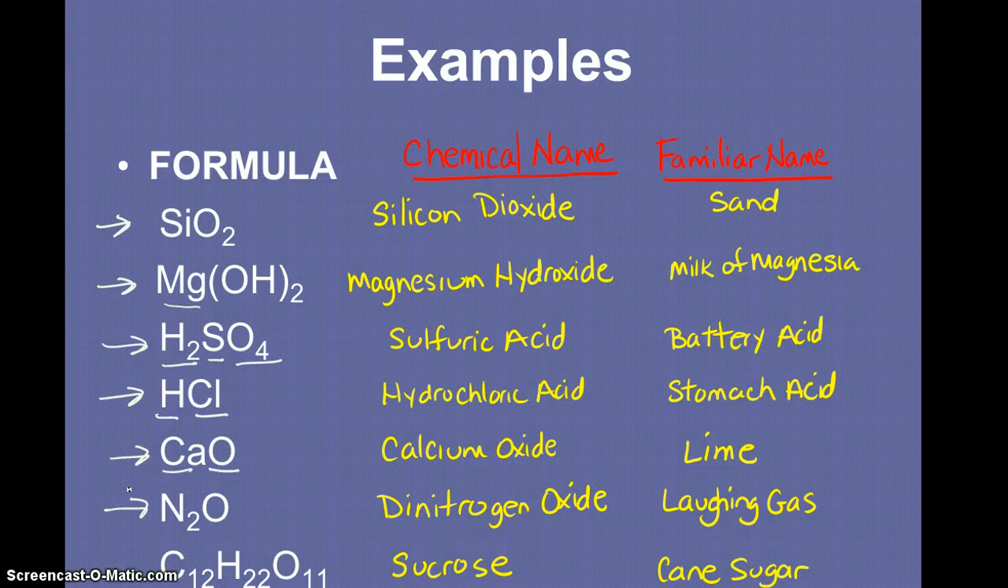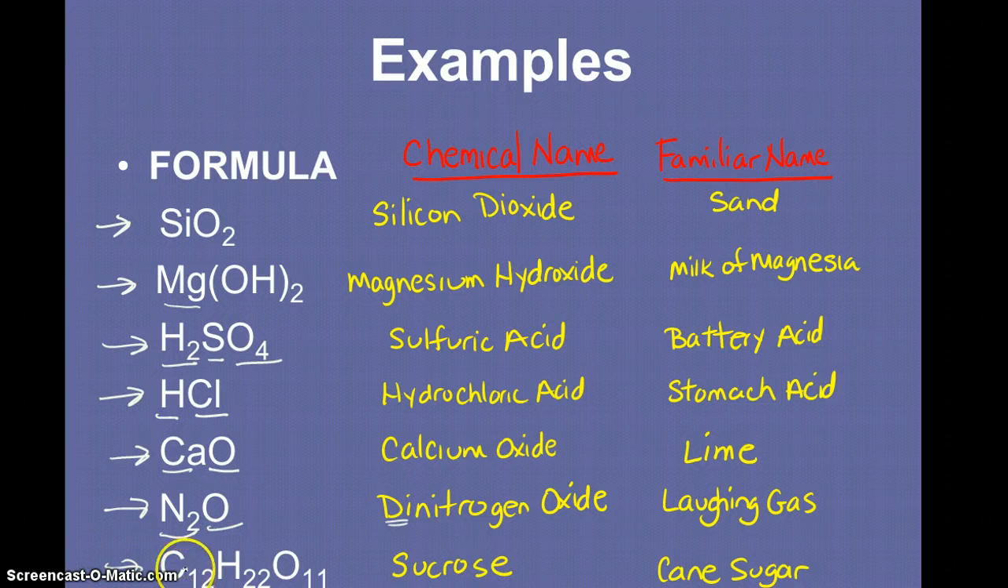On our dinitrogen oxide, this is actually a covalent compound. When we have covalent compounds, we use prefixes. We haven't talked about that yet, but we will very, very soon. So di meaning 2, but if you look at this without the name, just looking at the formula itself, we know that there's 2 nitrogen and 1 oxygen.